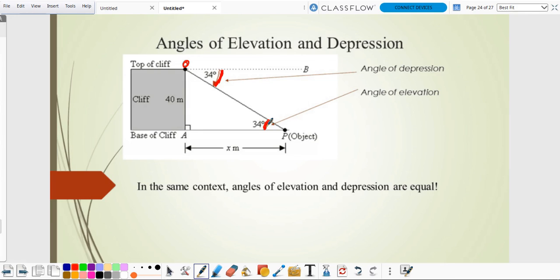So keep that in mind with these questions. There are angles here that you'll need to find. The question will say this has an angle of elevation of 34, so what is that horizontal angle there? If you find that, you'll notice that angle is the same as that. And if there was something here, this angle will be the same as that angle. All the same.